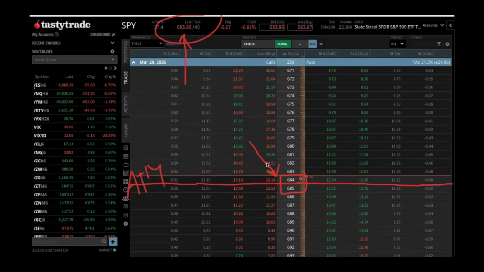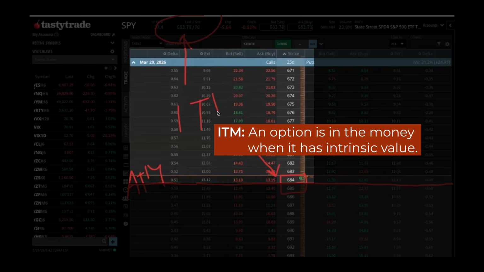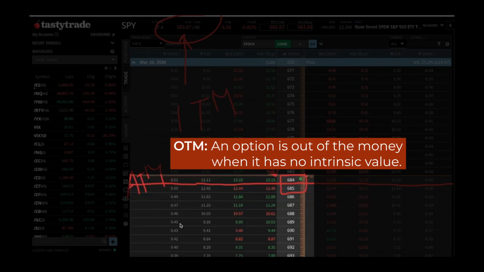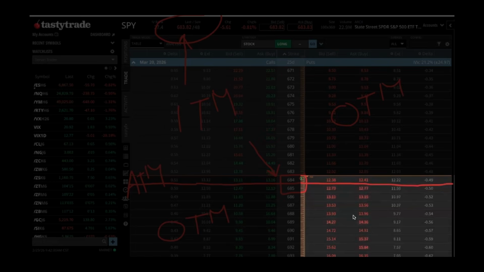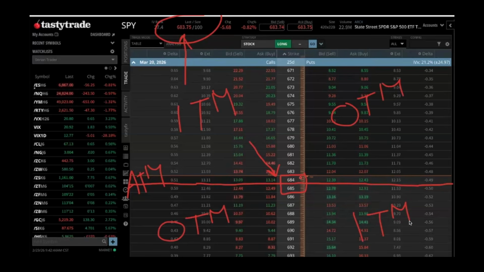On the call side, which is the left-hand side, above the at the money line is what is considered the in the money area, the ITM. Below it is what is considered the out of the money area, the OTM. And on the put side, it's the opposite. You're just flipping everything. This is the out of the money area on the put side, the OTM, and this is the in the money area on the put side, the ITM. So it's super important to know where you're at on an option chain. Are you at the money? Are you in the money, or are you out of the money?